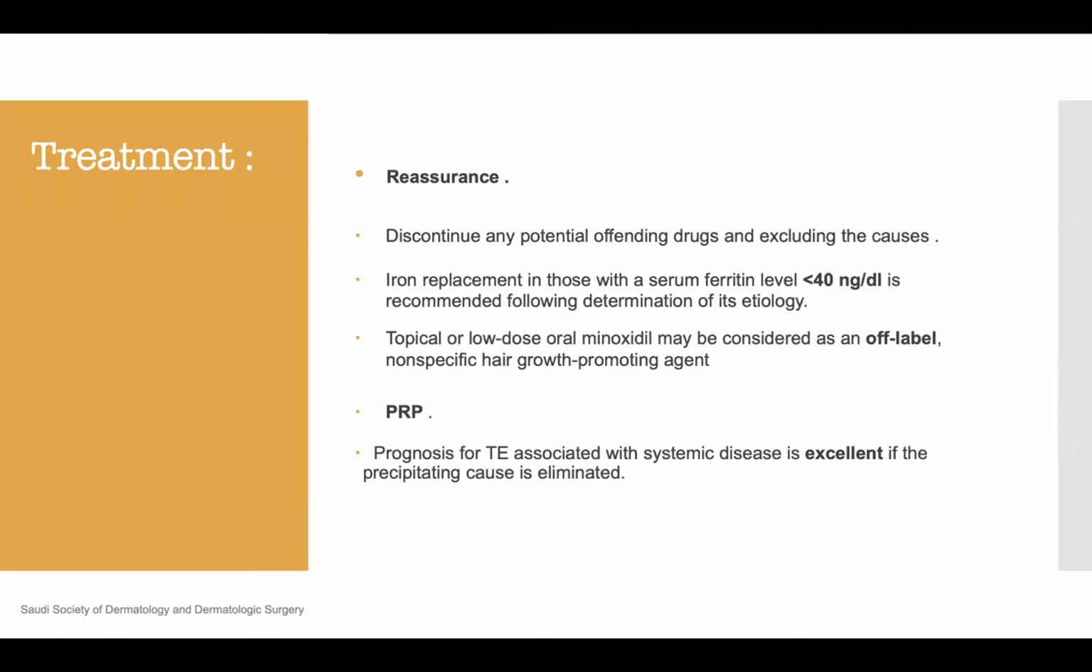Treatment. The main treatment for telogen effluvium is reassurance. Discontinue any potential offending drugs or medication, and exclude other causes. We can start with iron replacement if the serum ferritin is less than 40. Topical or low-dose oral minoxidil might help, but it's off-label and not FDA approved. PRP, platelet-rich plasma, can also be done, and prognosis is excellent if it was associated with a systemic disease and the systemic disease was treated.